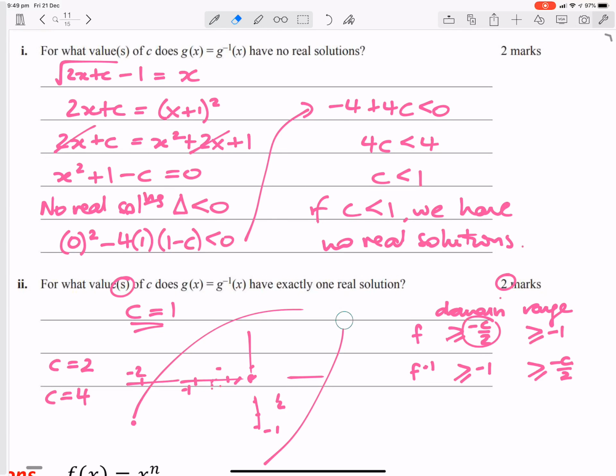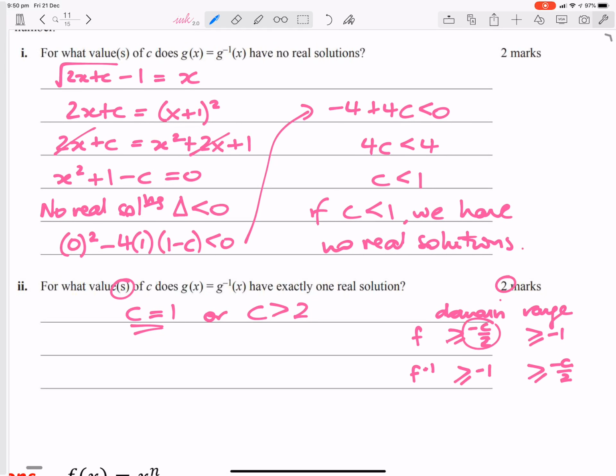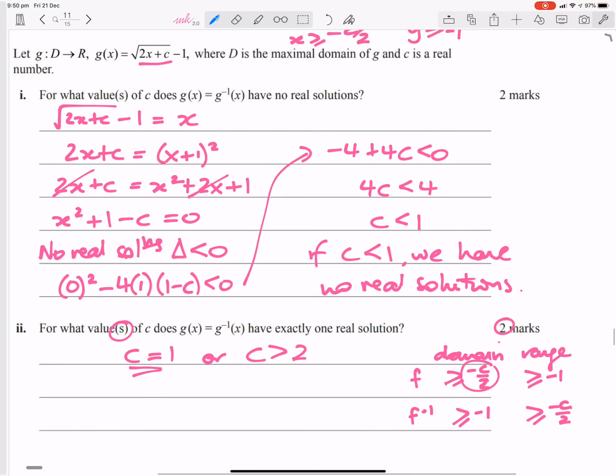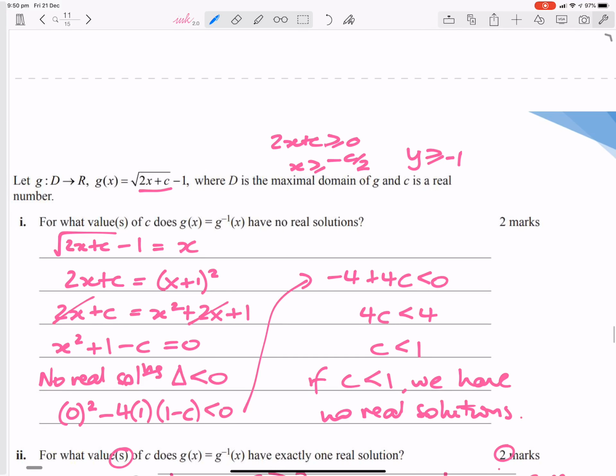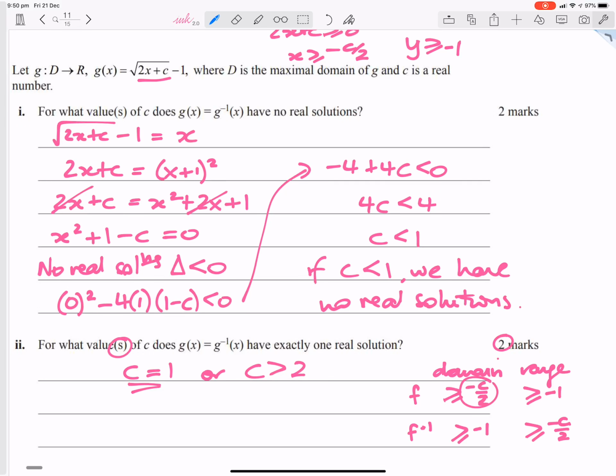So when c is equal to 2, we know that they still intersect twice, or c is greater than 2. When it equals 2, they have 2 points of intersection, but when it's greater than 2, we have only 1 point of intersection. Root 2x plus c minus 1. So that's the answer, but I'll show you. This is a calc-free exam, so it's actually pretty tricky.